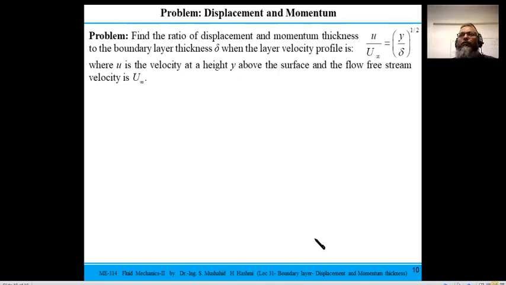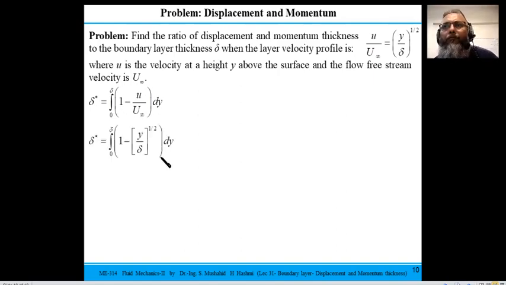These definitions of displacement and momentum thickness allow you to calculate these thicknesses if you just have knowledge of the velocity profile. For example, in this particular problem, your velocity profile is a function of y over delta, and we have seen in the previous lecture that for the viscous sublayer region close to the wall, the velocity profile is a function of y over delta to some power. By balancing the momentum, we learned the displacement thickness is this integral. So you just substitute u over u infinity here: 1 minus u over u infinity, as a function of y over delta.